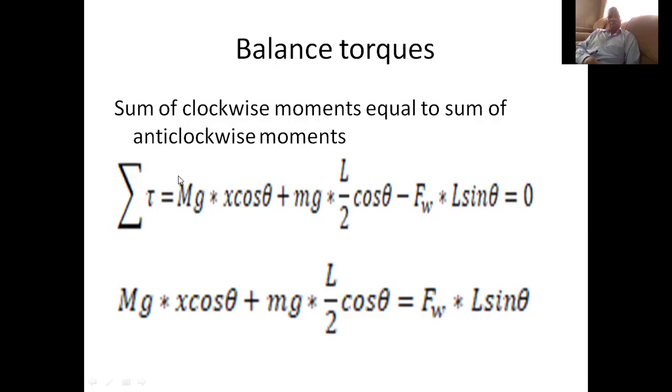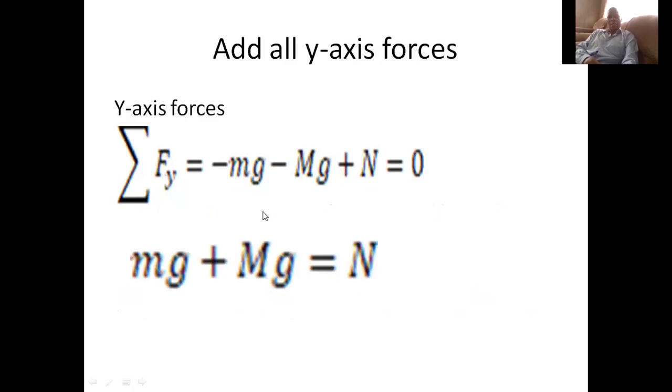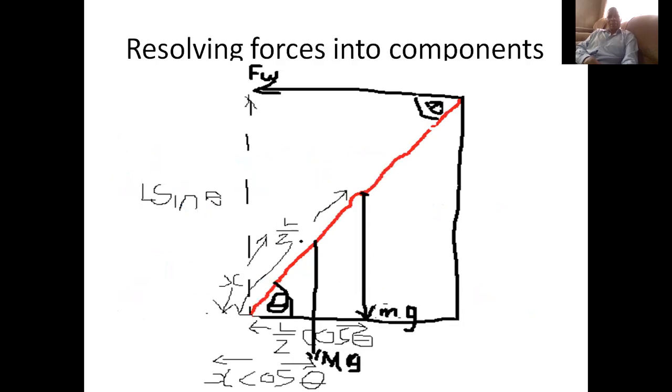So our torque here for the object would be mg, which is a force for that object, multiplied by the perpendicular distance to it, which is x cos theta. Remember, this is what we said here. So it would be this force here, mg, multiplied by the distance which is perpendicular to it, which is x cos theta.